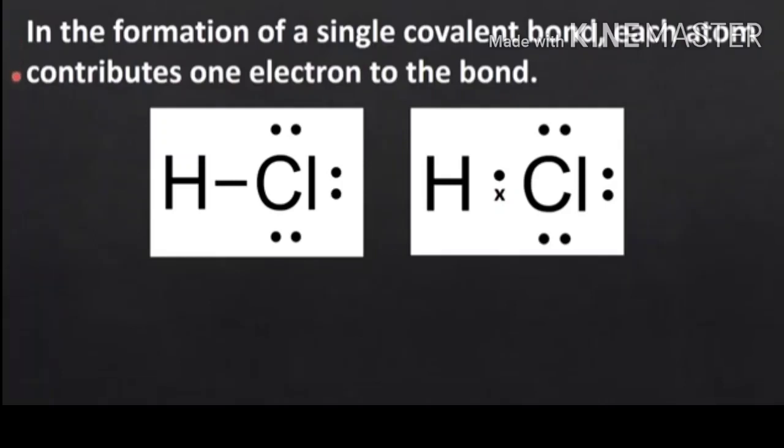Let us take an example of a covalent bond, that is hydrochloric acid. In the formation of a single covalent bond, there is a contribution of one electron from each atom. Only then will the formation of a covalent bond take place.